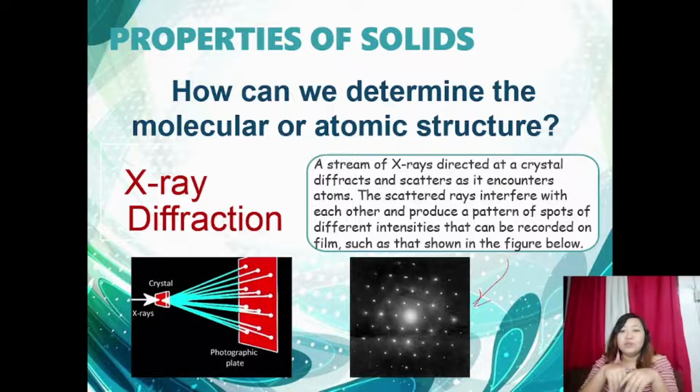And how can we know the atomic structure or the unit cell or unit packing type of these crystalline solids? We have the instrument called X-ray diffraction, wherein a stream of X-rays directed at the crystal diffracts and scatters as it encounters atoms, and the resulting scattered rays produce a pattern, which you can see here in the case of a graphite crystal. In this film, you can see the formation of the atoms inside.